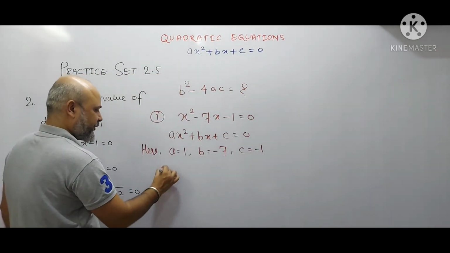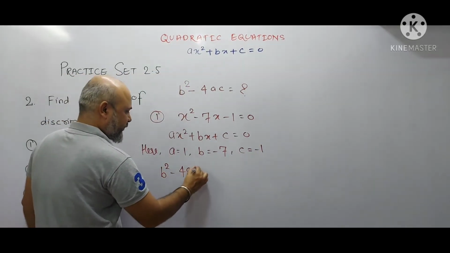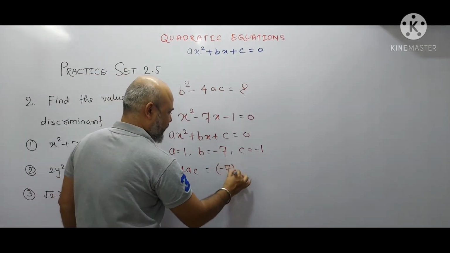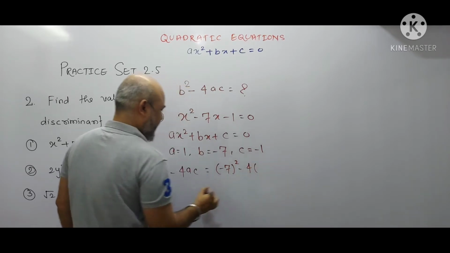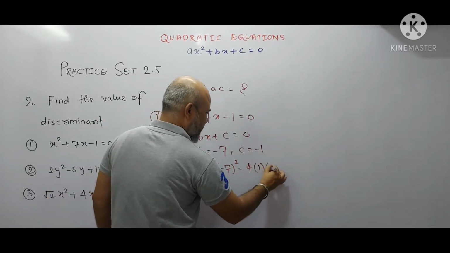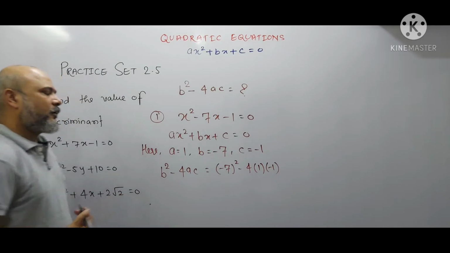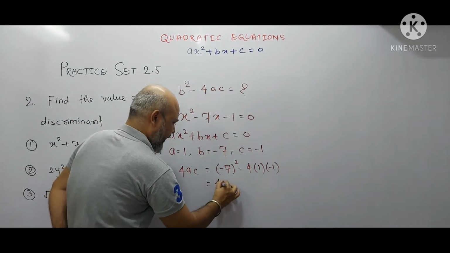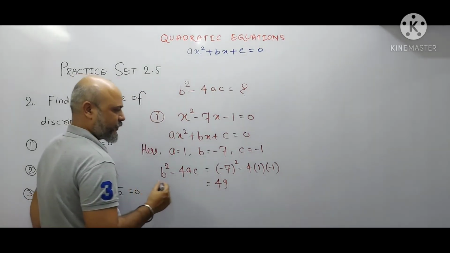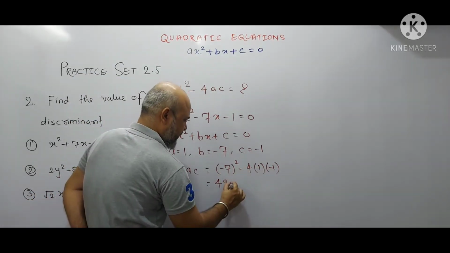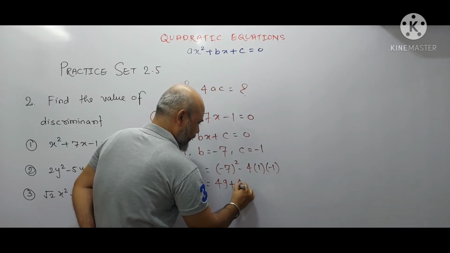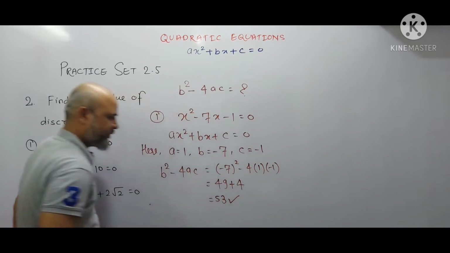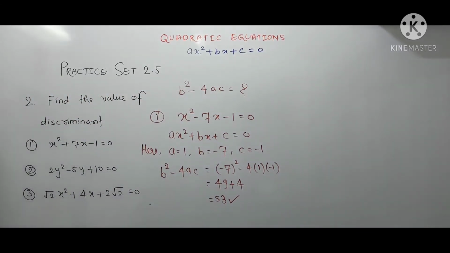Now we'll find the value of b square minus 4ac, which is called discriminant. So b square means what? -7 square minus 4. What is a? a is 1. And what is c? c is also -1. So this will be 49. -7 square is plus 49. Because of this minus becomes plus. 4 ones are 4. So 49 plus 4 is 53. So value of discriminant is 53.